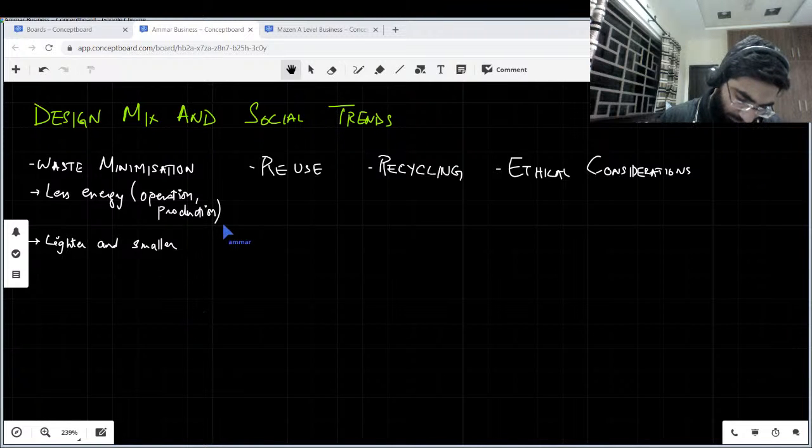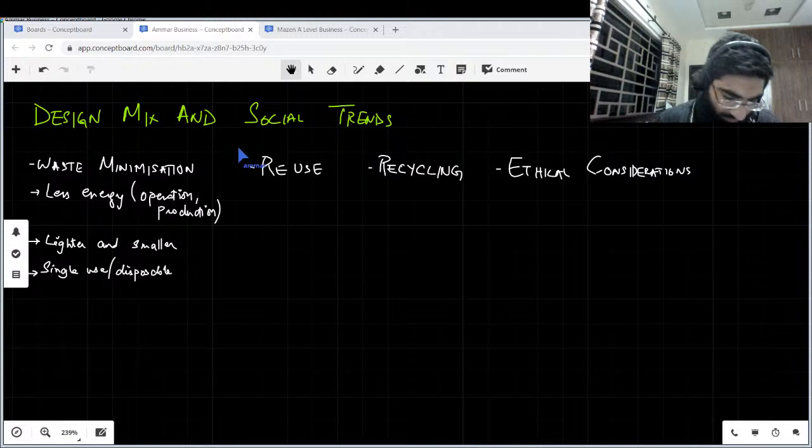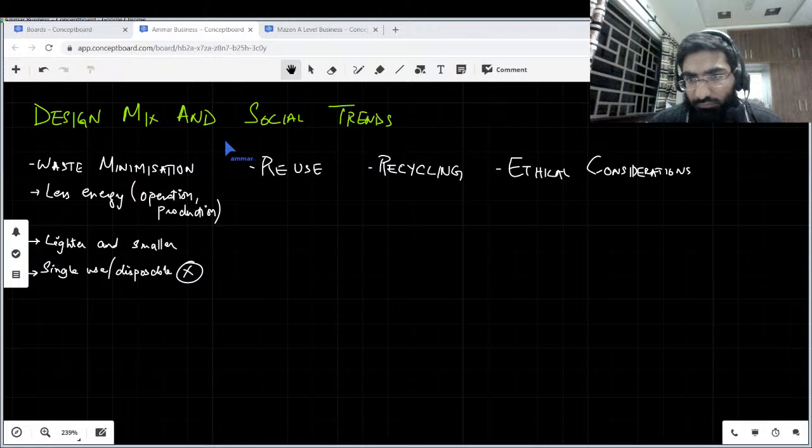Single use and disposable products would be discouraged. Okay, slash, waste minimization. What does it actually mean? That while designing the product, you have in mind that you have to reduce waste on this planet. So it won't be single use or disposable in nature, or at least this would be discouraged.